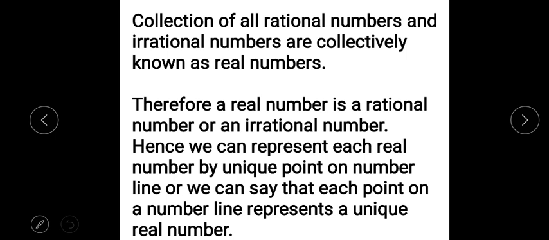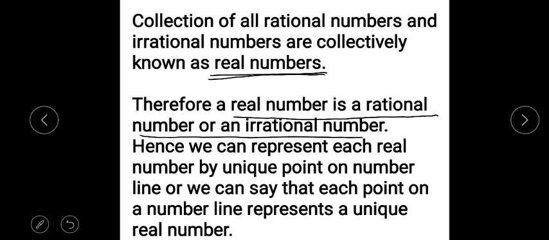Now, the collection of all rational numbers and irrational numbers is collectively known as real numbers. So there are no other numbers which are not covered under these real numbers. That means we have included all rational numbers and irrational numbers, and this group forms real numbers. So therefore, real numbers are a group of rational numbers and irrational numbers.